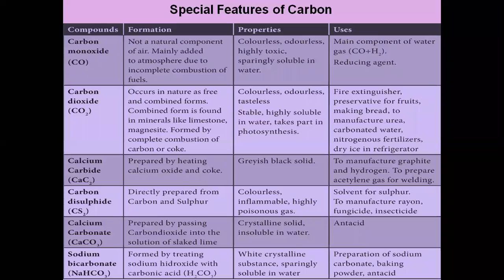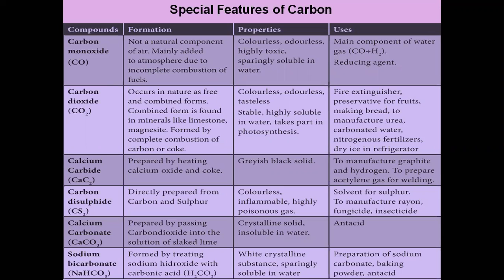Okay. So next one is calcium carbide. The formula is CaC2. Okay. Prepared by heating calcium oxide and coke. So calcium carbide is made by heating calcium oxide and coke. So the property, the color is grayish black solid. Calcium carbide is a grayish black solid.